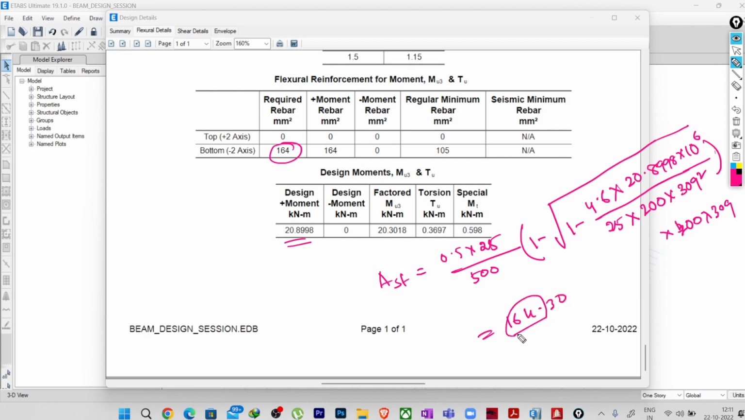We are getting 164.30, so you can see it has given 164. So that means we can say that the result we are getting from the software is correct here, right?